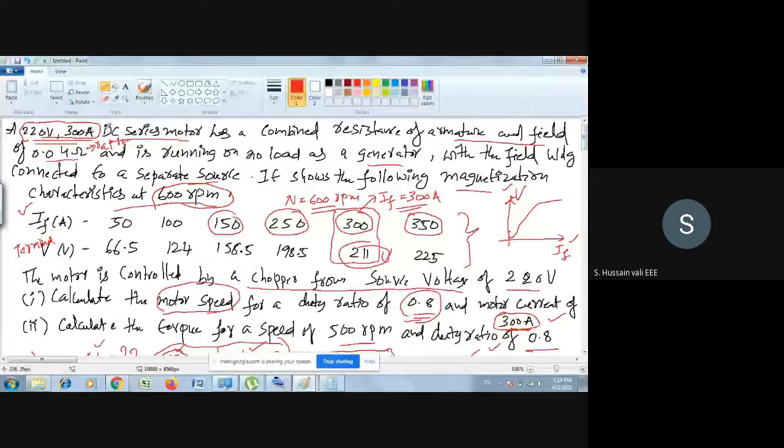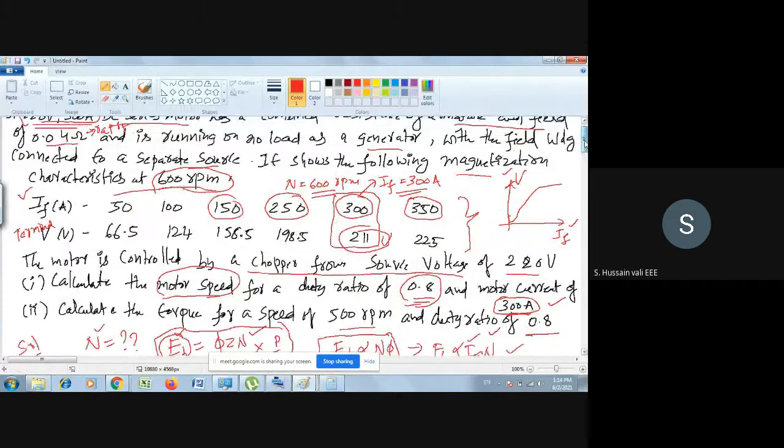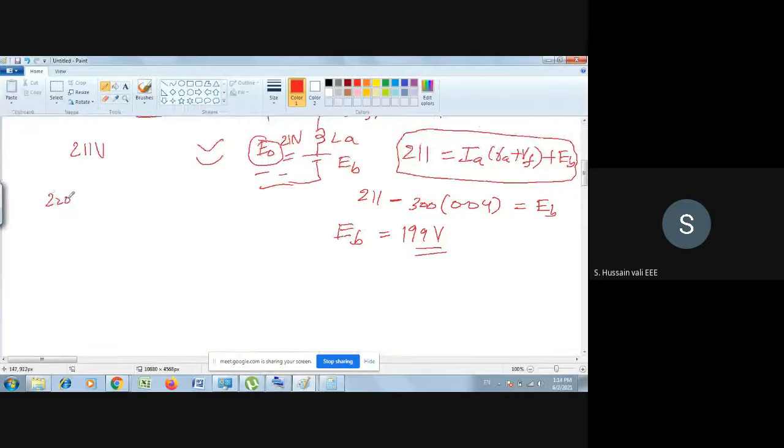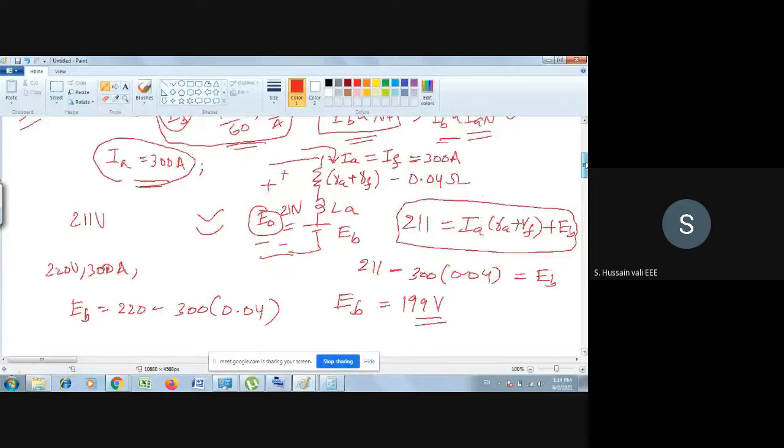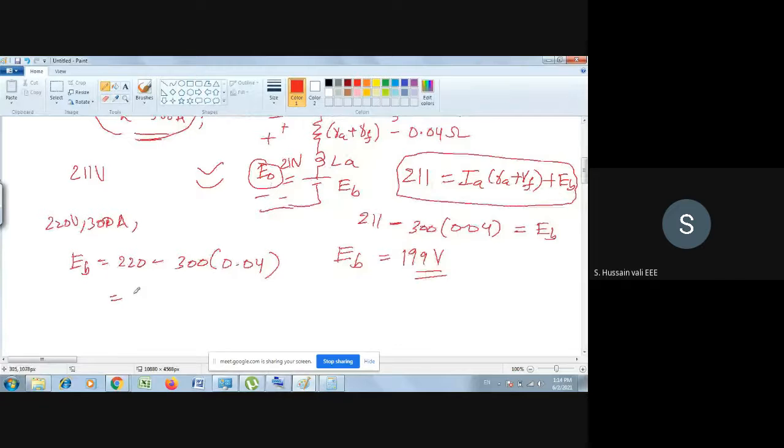He has given the ratings here, so we'll find out the back EMF at the ratings: 220 volt, 300 ampere. What is the back EMF? We'll get 220 minus 300 into 0.04. You get 12, you subtract 12, then you will get 208. This is not useful here. We don't actually require it.